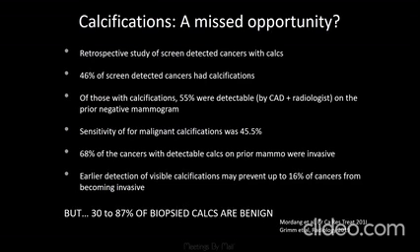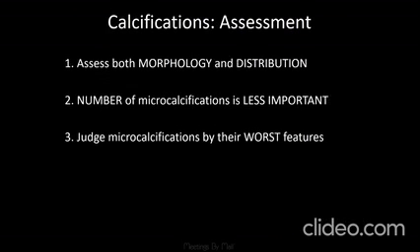The challenge here, of course, being that the percentage of biopsied calcifications, if you look from study to study, it ranges all over the place, really broad range, but 30 to 87% of biopsied calcifications are benign, which is why they continue to trouble us. So they're tricky, but clinically relevant, right?